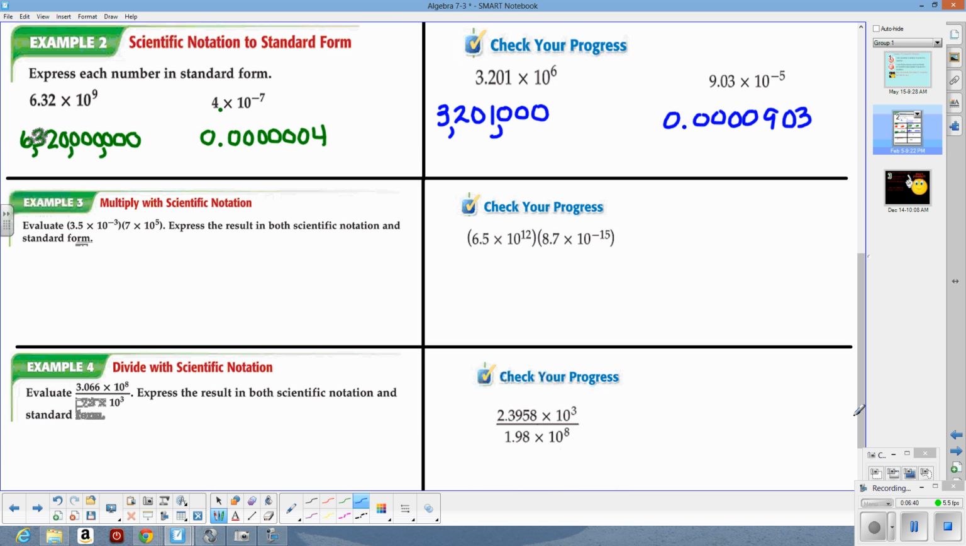The last thing we're going to do is multiply numbers that are written in scientific notation, and it's going to rely on some of the rules you learned earlier in this chapter. First, because of the commutative property, we're going to multiply the 3.5 times 7 first. 3.5 times 7 is going to be 24.5.